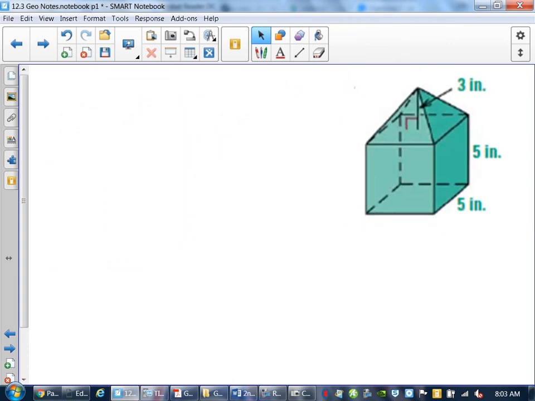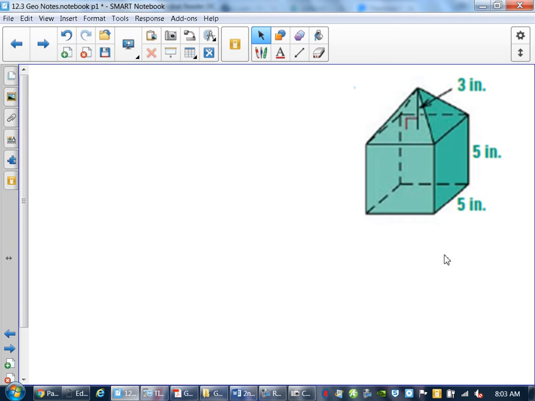Exactly. All right. Now remember, the formulas that we've been using for the pyramids have all been regular polygon-based pyramids. So in this case here, since that pyramid is on top of a rectangle prism, that means it has to be a square base. Is everybody okay with that?